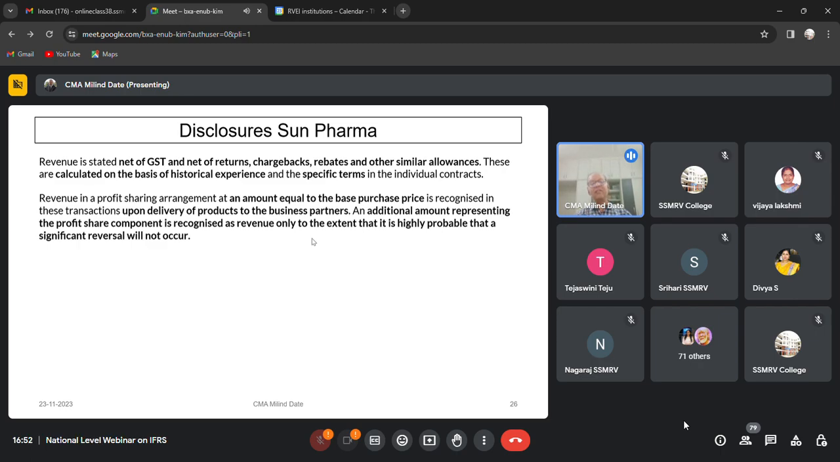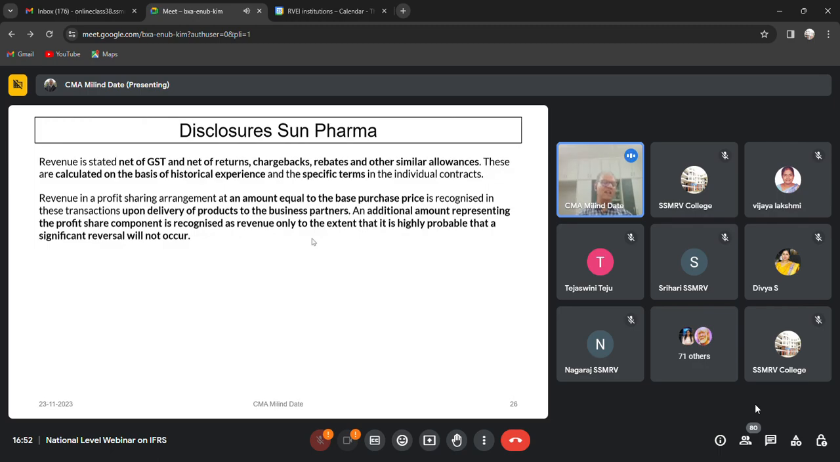If Sun Pharma is having a profit sharing arrangement, then the amount which is equal to the base purchase price is immediately recognized upon delivery of the products. The additional amount representing the profit share can be recognized only to the extent that it is highly probable that a reversal will not occur in future.